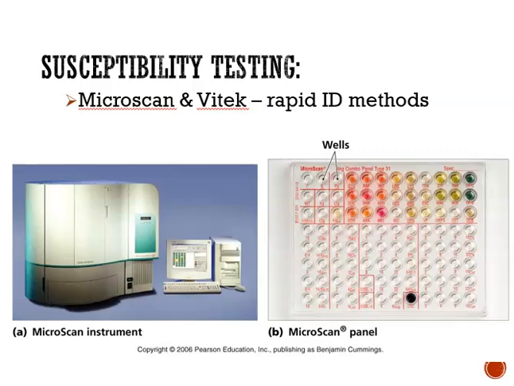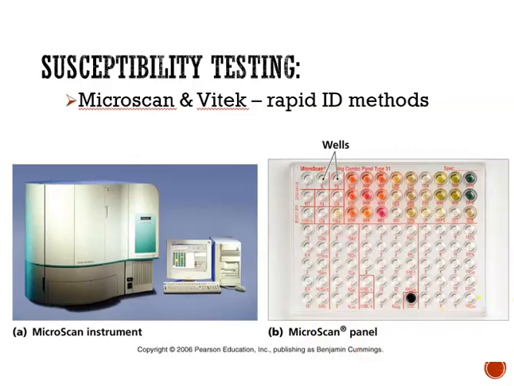For susceptibility testing, that just means that we're testing the organism against certain antibiotics so that we can give a report to the doctor that shows them which drugs would be able to treat the infection. So MicroScan and VITEK are the two most well-known rapid identification methods. This picture here is of a MicroScan instrument setup. So you've got the instrument itself, the computer system and software that it comes with.